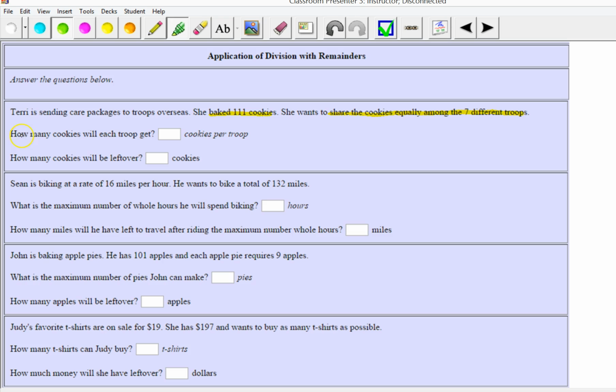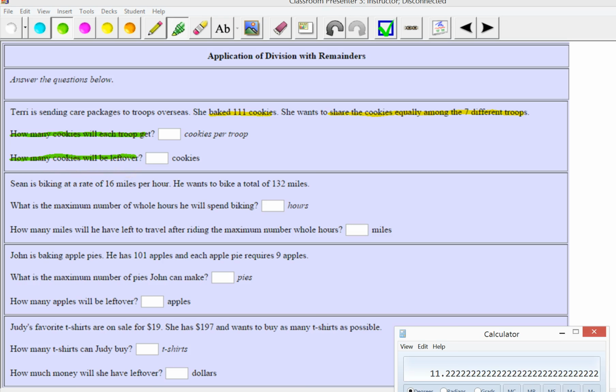Let's read them both. How many cookies will each troop get? And how many cookies will be left over? So those are the 2 things we want to find. Okay, so we want to divide or share the 111 cookies among the 7 different troops. And we're only going to send whole cookies, that's implied by asking us how many will be left over, or else we break them into pieces and send crumbs.